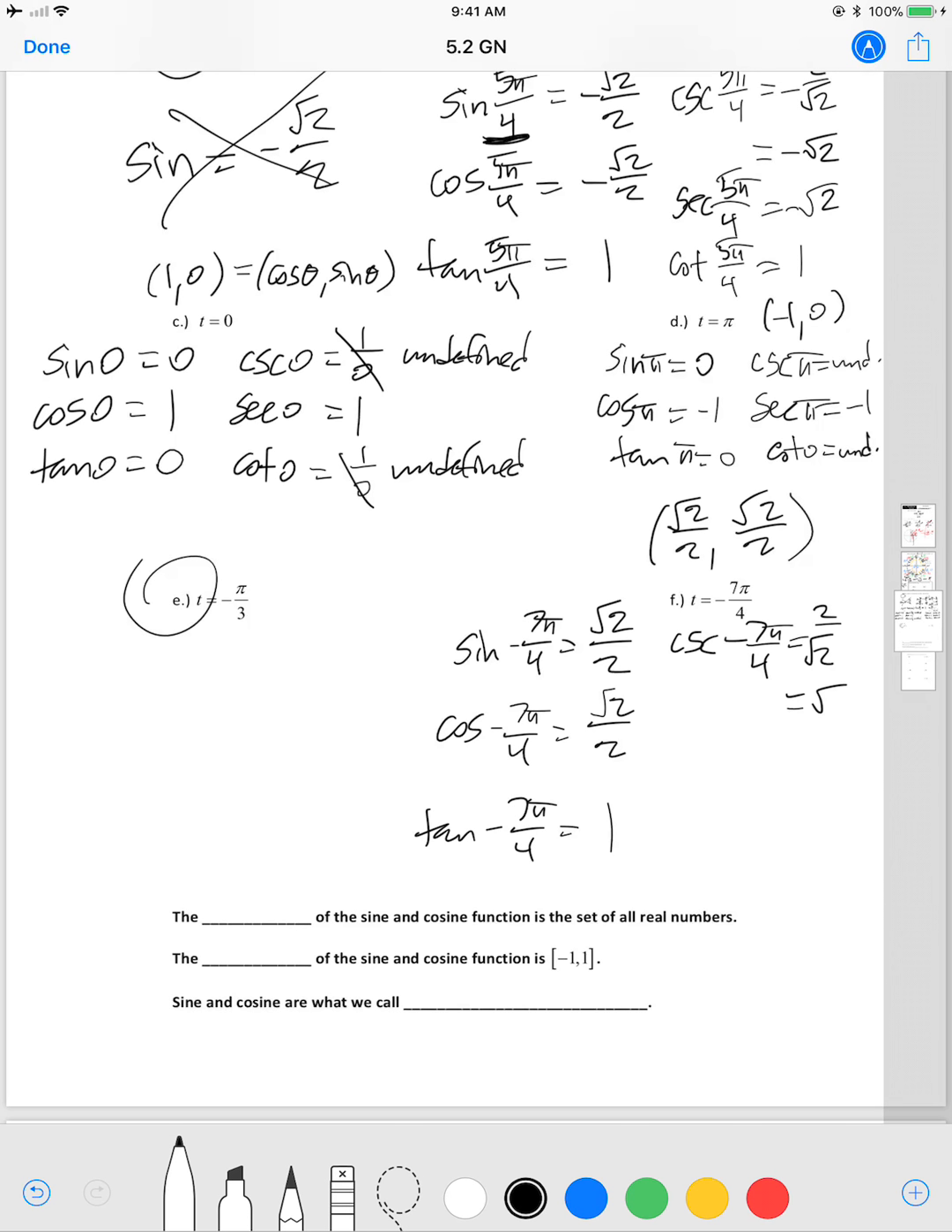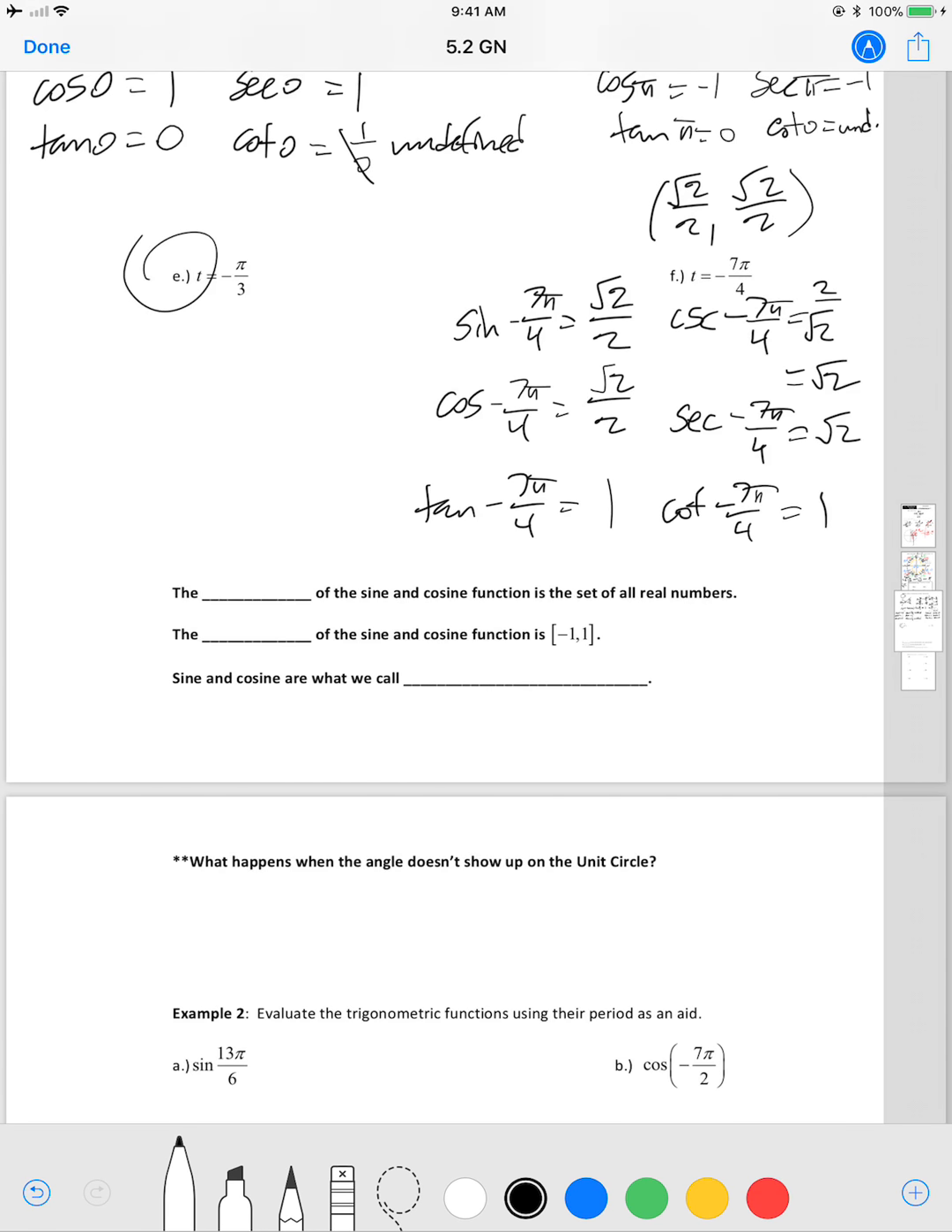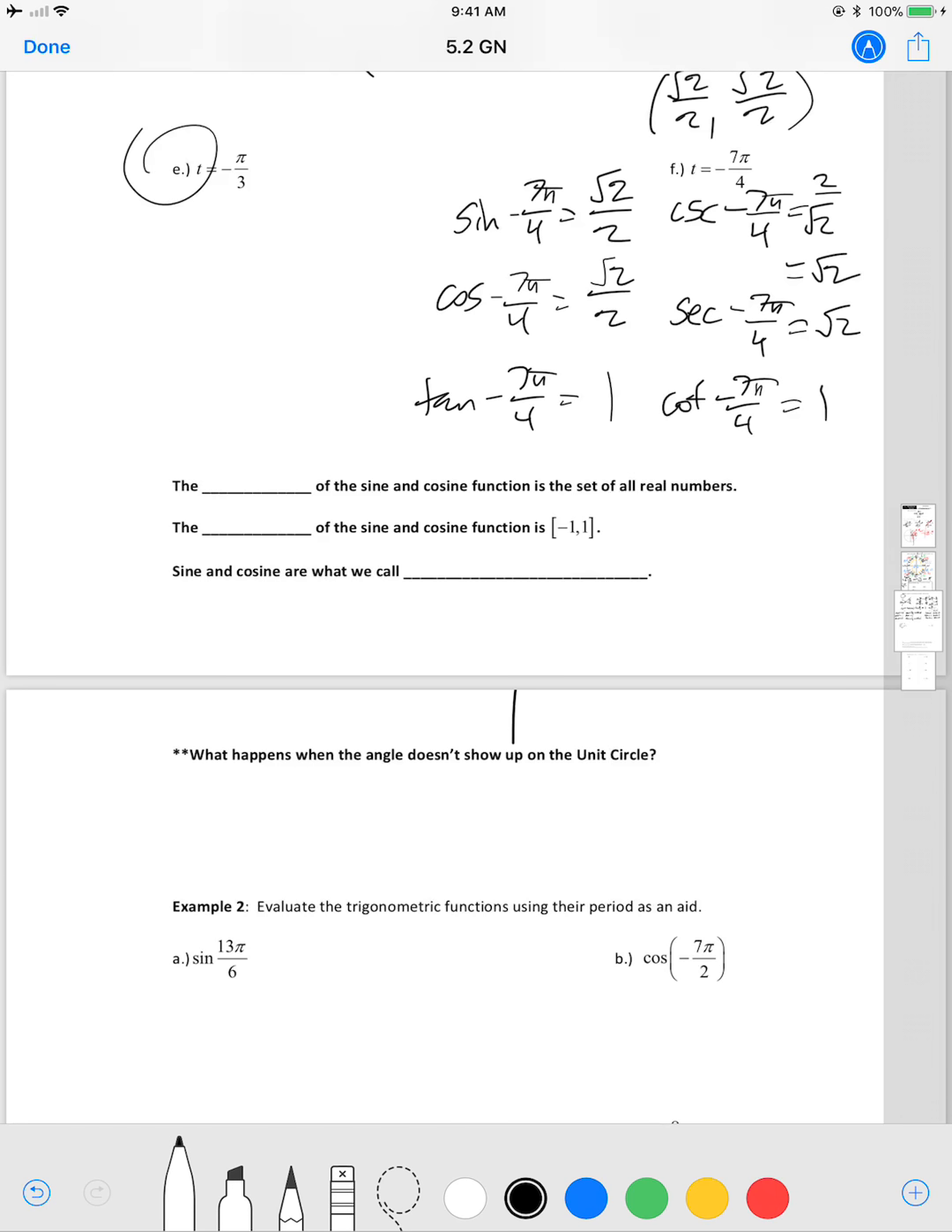and when I rationalize the denominator, I will end up with the square root of 2. Cosine is the same as sine in this case, so the secant ends up being the same as the cosecant. And then cotangent of negative 7 pi over 4 is 1 again. Okay, so that's using the points on the unit circle to give us a way to evaluate the trig functions, since we saw how sine is equal to y, cosine is equal to x, tangent is y over x. So let's fill in the blanks here.